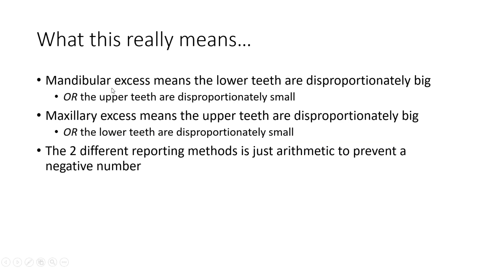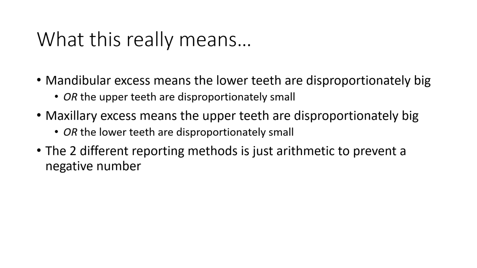So there can be a mandibular excess or a maxillary excess. And what this means is that the mandibular excess means that the lower teeth are disproportionately big relative to the upper teeth. However, it can also mean that the upper teeth are disproportionately small. Conversely, the maxillary excess means that the upper teeth are disproportionately big relative to the lower teeth, or the lower teeth can be disproportionately small.